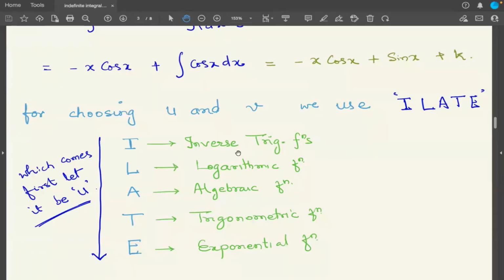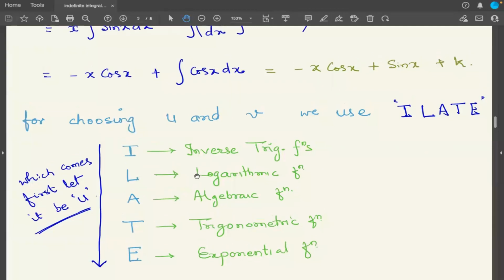I stands for inverse trigonometric function, L stands for logarithmic function, A stands for algebraic function, T stands for trigonometric function, E stands for exponential function. So whatever comes first, we call it as U.